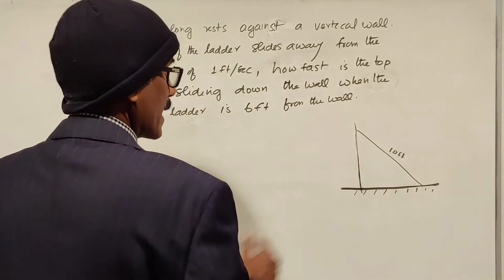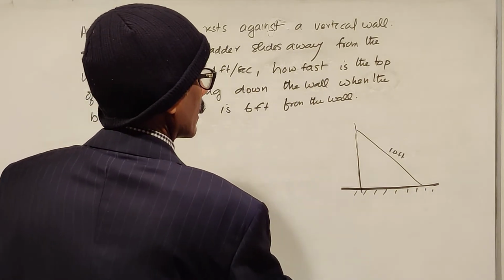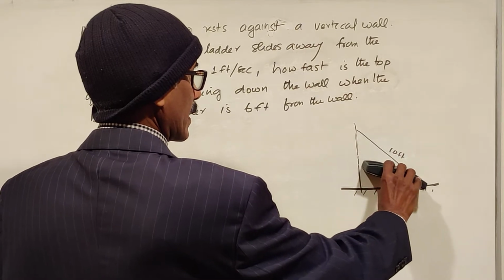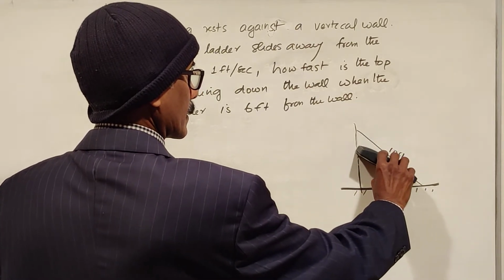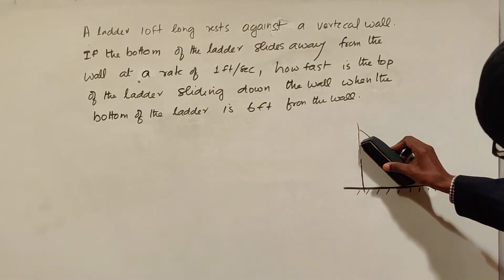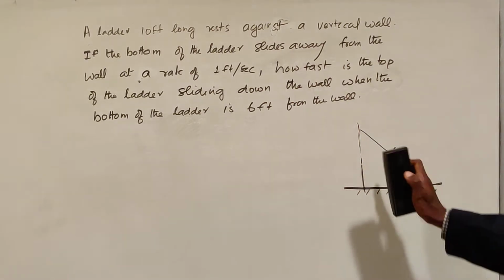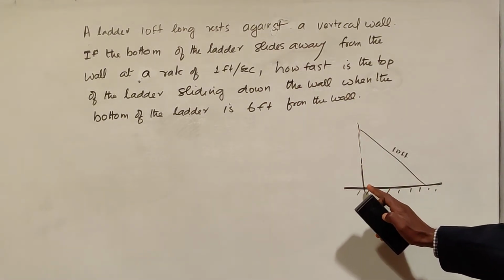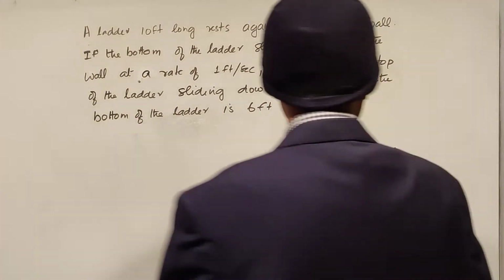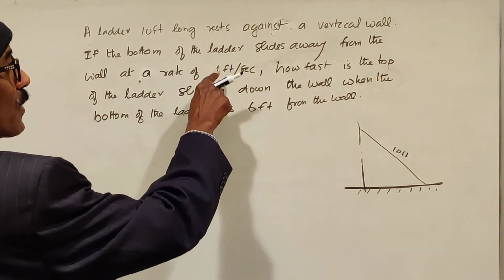The ladder slides away from the wall, slides away like this. See, this is the ladder, it slides away. Slides away means the distance is increasing from here. Okay, slides away from the wall at a rate of 1 feet per second.